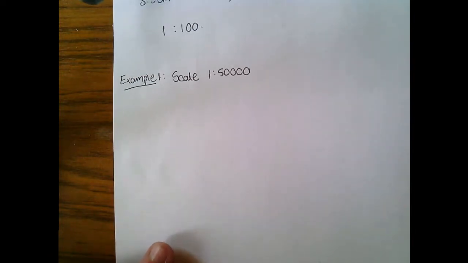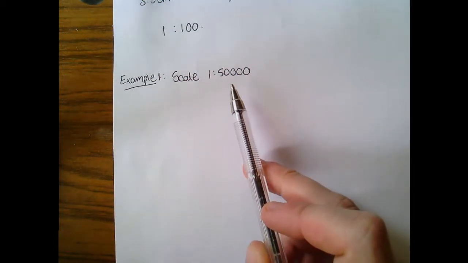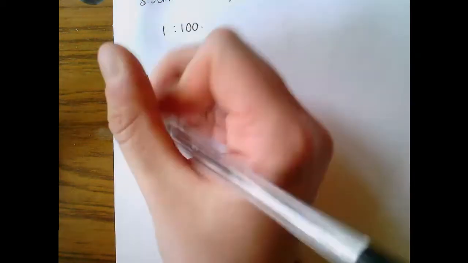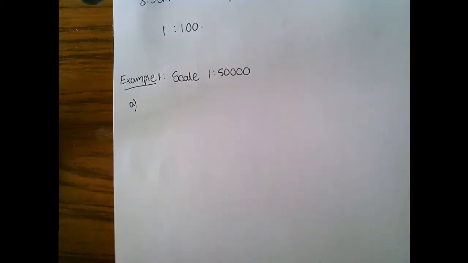A more real world example, day to day, will be on a map. A scale on your map could be 1 to 50,000 or 1 to 25,000. They're the two most common ones that you'll see, but it could be anything. In this example, you're asked to use the scale 1 to 50,000. Part A asks you to find the distance between Calvert and Stony Middleton.